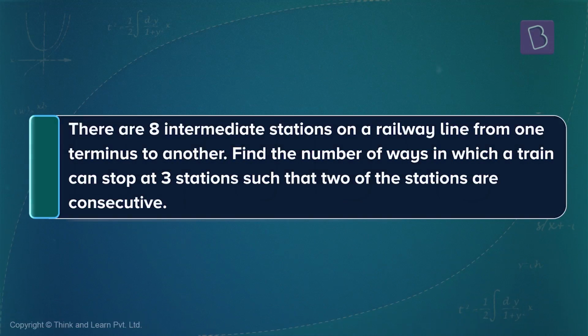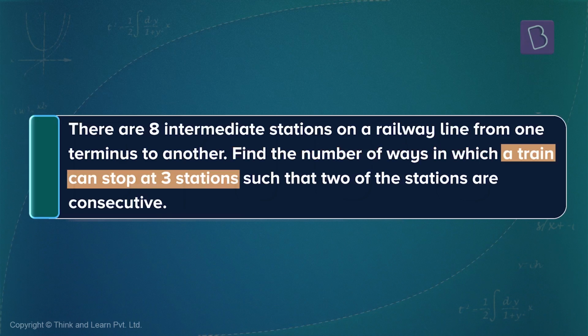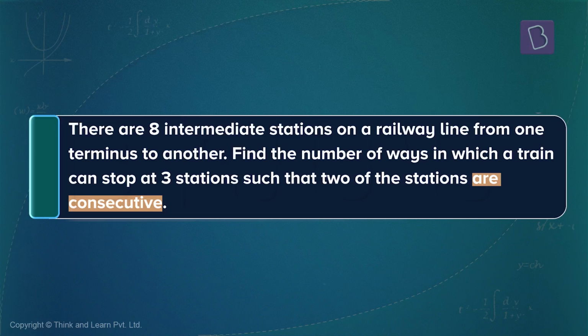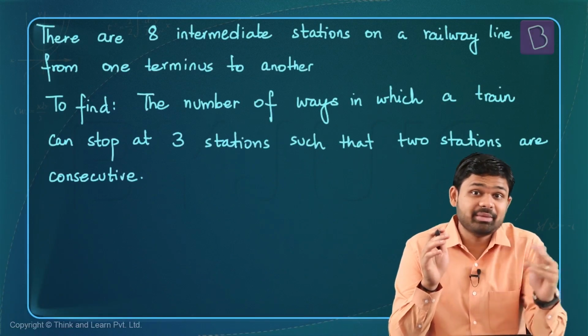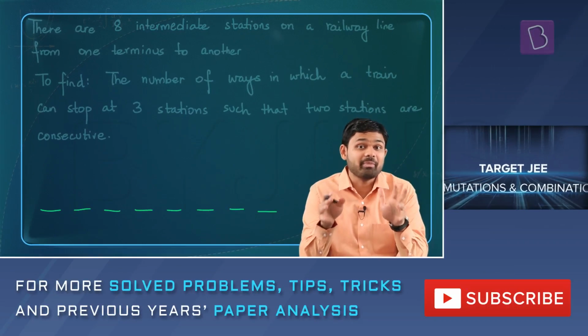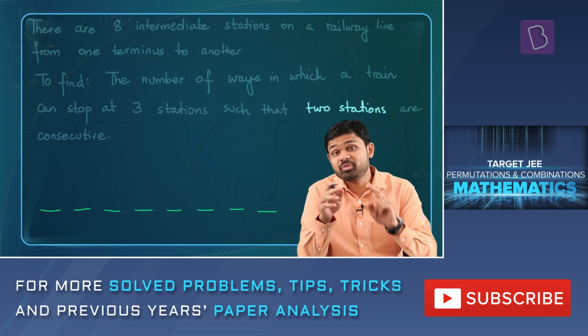Now in this question, the information that is given to us is that there are 8 intermediate stations between 2 terminus. The objective is to find the number of ways in which a train can stop at 3 of these stations such that 2 of those 3 stations where it stops are consecutive stations. Interesting question. So now let's see the number of stations that are available. There are 8 different stations which are available, and we have to make sure that the train stops at 3 of these stations, but 2 of them have to be consecutive.